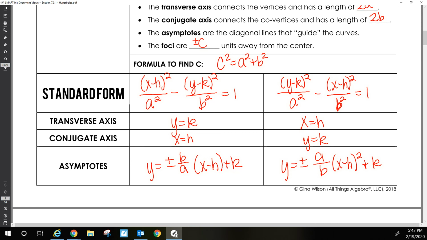I think we're adding a squared here, and I don't believe that needs to be there. All right, there you go.